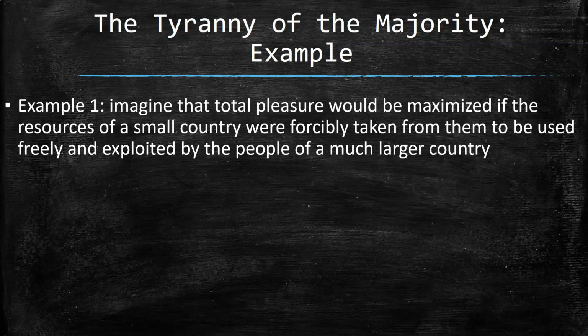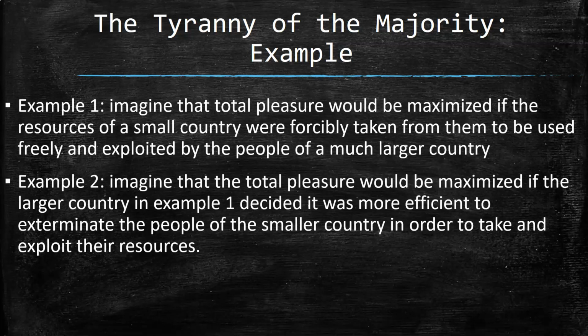Example 1, total pleasure would be maximized if a resource of a small country were forcibly taken from them by a larger country. What should you do? Well, we should overrun that country, steal everything from them, because it's going to create more happiness in the larger country, who is the majority. So this would allow war for just stealing purposes, which probably has happened. No, not probably, has definitely happened in the history of the world. But that's one example.